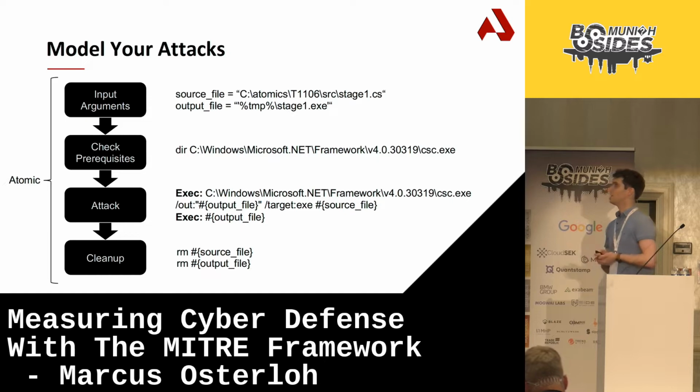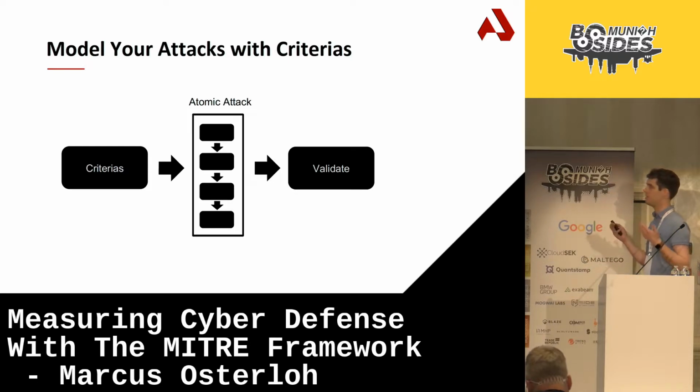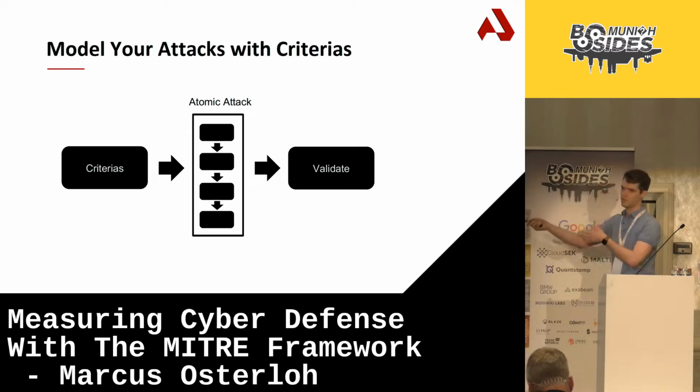Okay. This is an atomic test, which is great, but for measuring, it's not enough because we need criteria. Without criteria, we can't measure anything, and we can't validate anything. So we need at least success or failure criteria to say this is a successful test or it's a failed test.